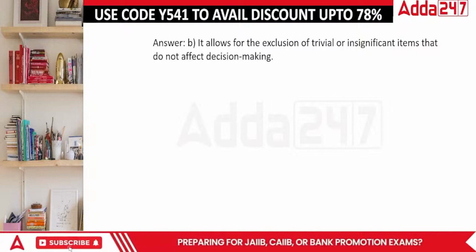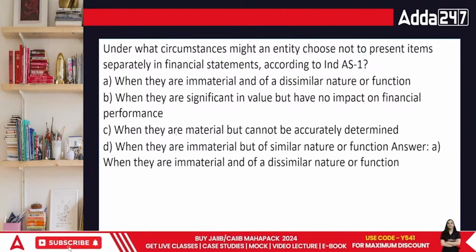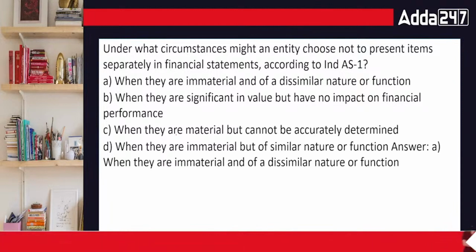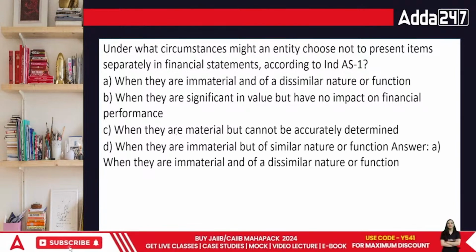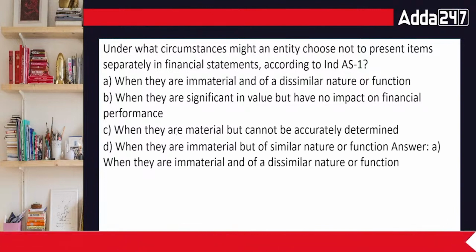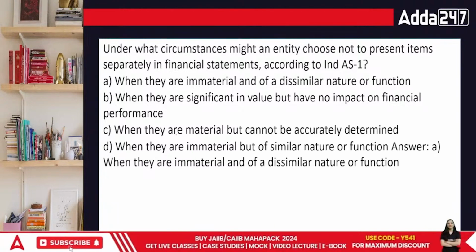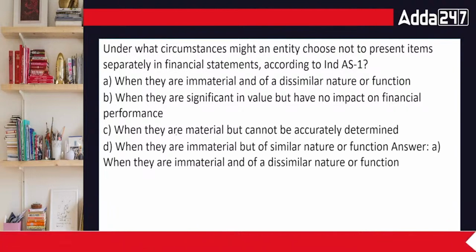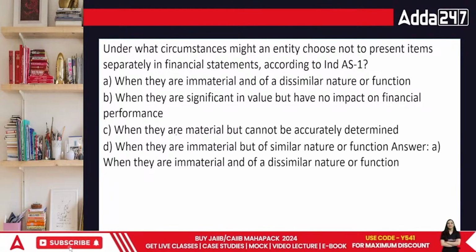Then everyone, now let's move on to the next question. Under what circumstances might an entity choose not to present items separately in the financial statements? वैसे तो AS 1 says full disclosure. When we talk about the circumstances in which AS 1 does not require presenting items separately, when they are immaterial and dissimilar, that is one particular point.